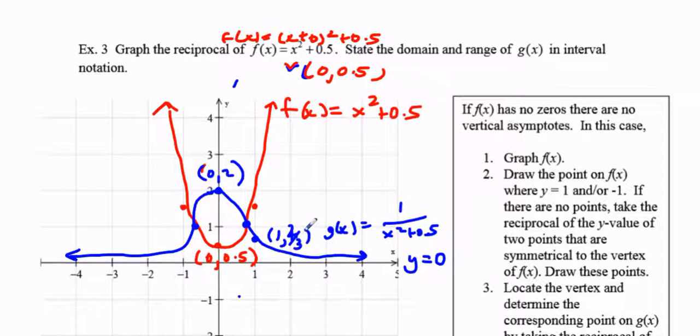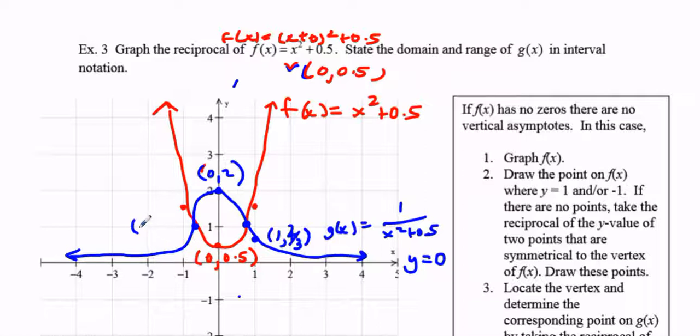I'm just going to show you that. So when I just stuck it into here and then took the reciprocal of it, but I could have stuck it into here. So go to x equals 1. 1 squared plus 0.5 is 1.5. 1 over 1.5 is 2/3. I'd rather have it as a fraction rather than decimals, 0.66. So try and work with fractions if you can.